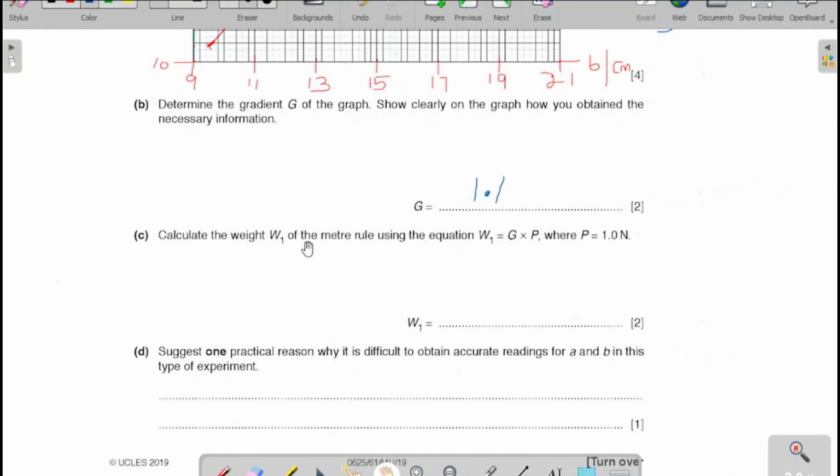The next one, calculate the weight W1 of the meter rule using the equation W1 equals G times P, where P is 1. So I don't need much calculation here. If P is 1 and our G is 1.1, so this one is also 1.1.